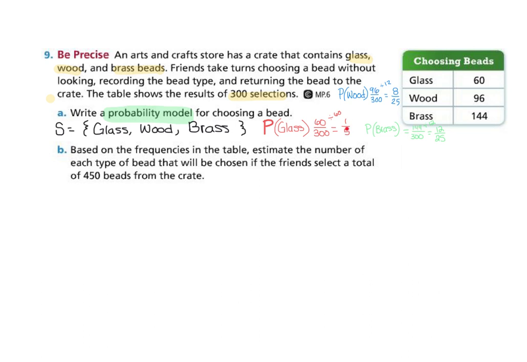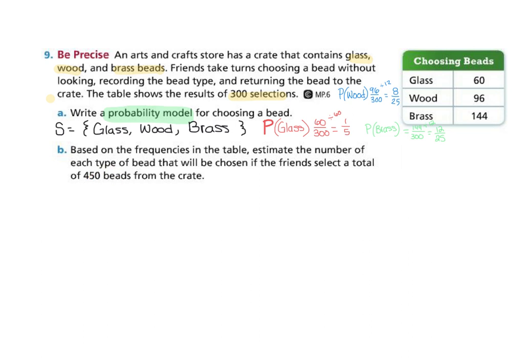Now, I did reduce my fractions. I'm pretty sure you will not have large numbers like this on tests, so don't freak out. If you can at least get me the probability here, you're going to be doing just fine. Now let's move to B. Based on the frequencies, don't forget, frequencies are numbers that you're going to make a fraction. Based on the frequencies in the table, estimate the number of each type of bead that will be chosen if friends select a total of 450 beads from the crate.